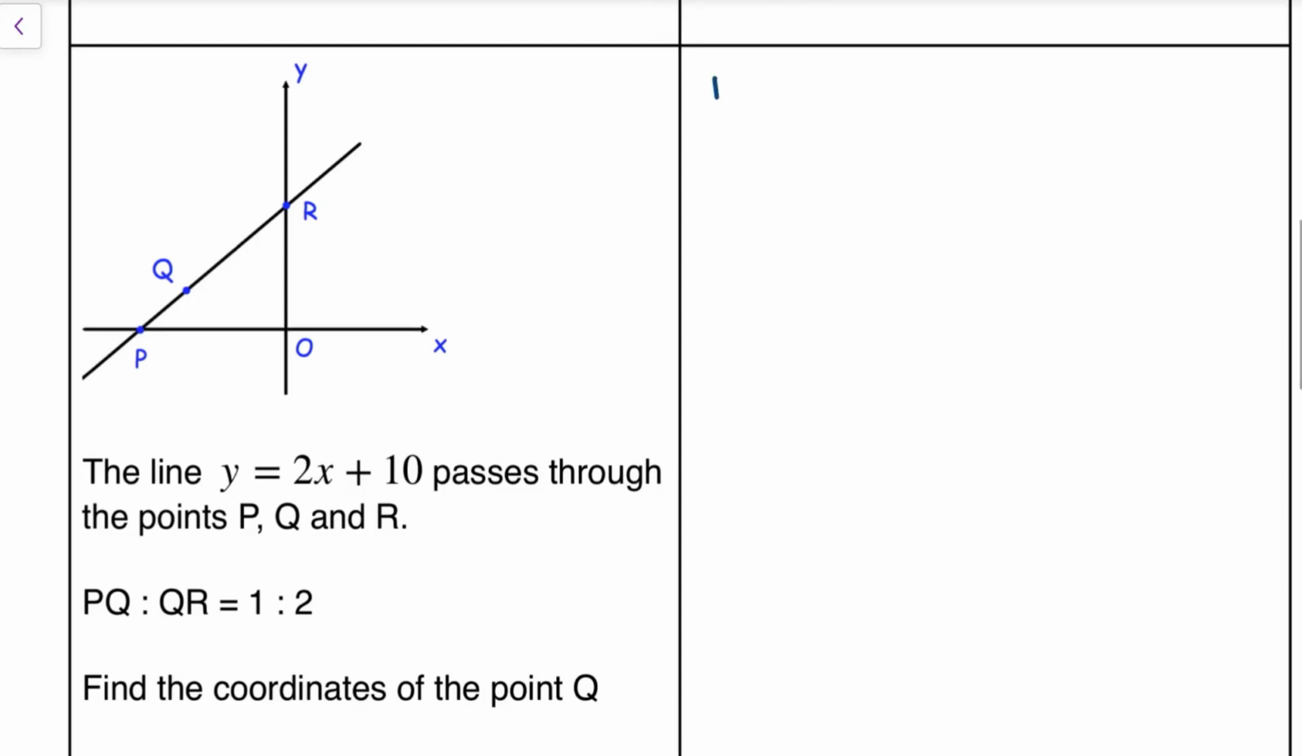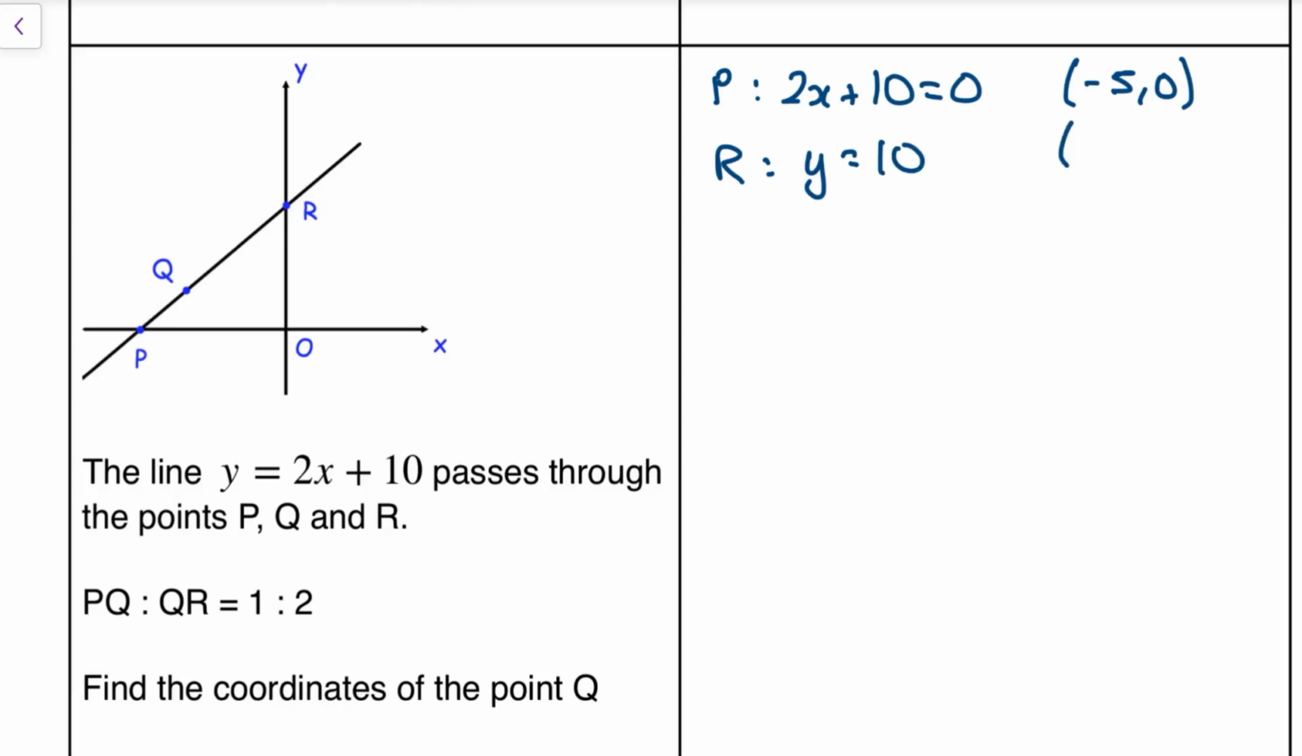Right, so let's start by working out these coordinates. So P is where y equals 0, which means that, well, let's write this down again so you can see what I'm doing. So 2x plus 10 is equal to 0. So x is minus 5, which means P is minus 5, 0. And that's fine. And then R is where x equals 0. So in other words, y equals 10. So therefore, R is the point 0, 10.